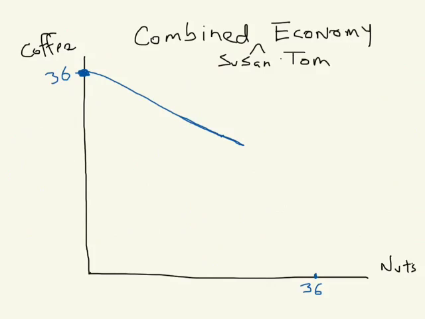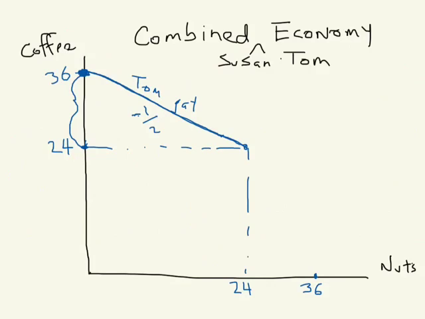And I just am sending Tom, sending Tom, sending Tom. Well, I can send 6 hours of Tom's time. I give up 12 pounds of coffee, but then I get 24 pounds of nuts with Tom's time. So this is Tom's segment. Tom gathers nuts, while Susan is completely specialized.